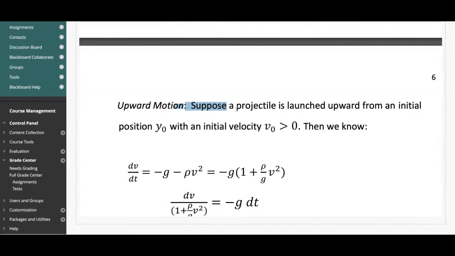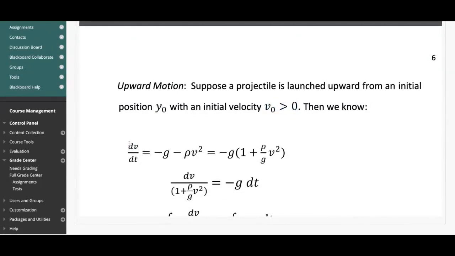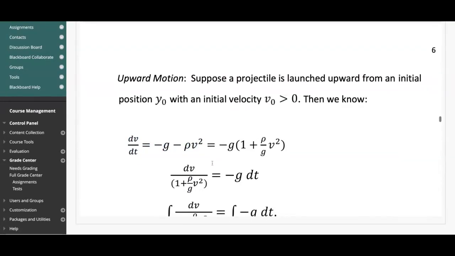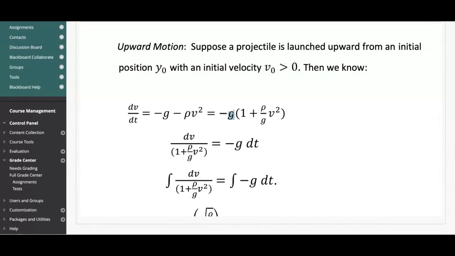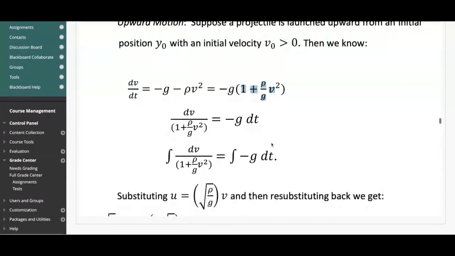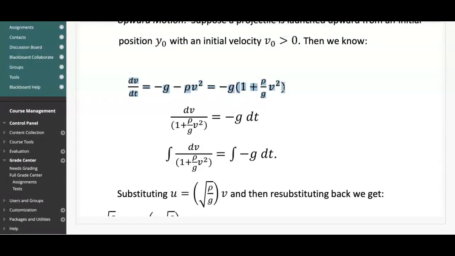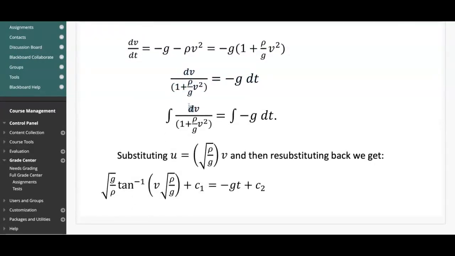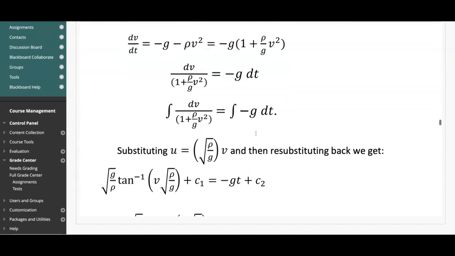Suppose a projectile is launched upward from an initial position y naught with an initial velocity v naught, which is positive. Because the initial velocity is positive, we get this equation. And if we factor out negative g, we can rewrite this as this. Then we can separate variables, and then we integrate both sides.